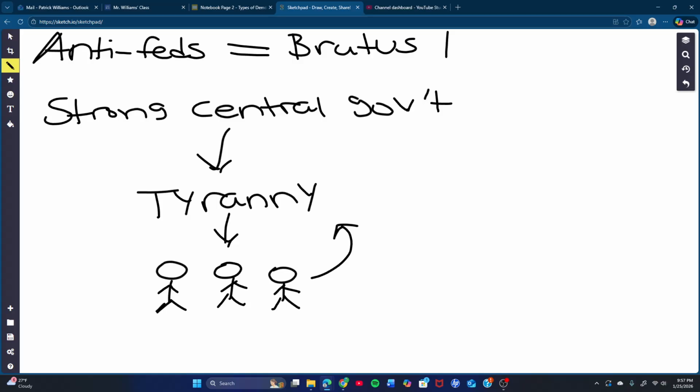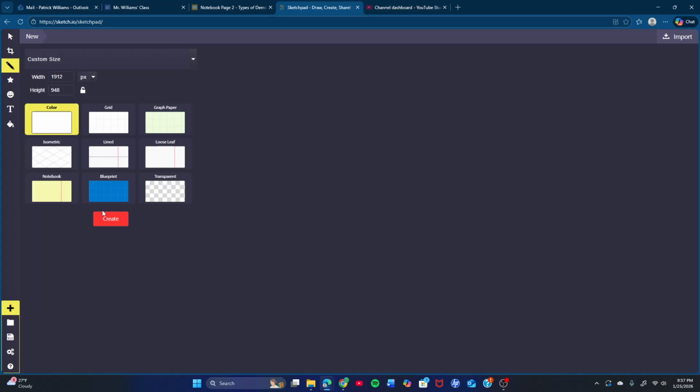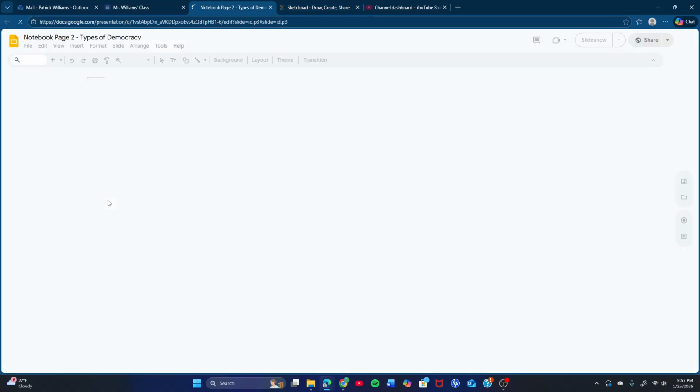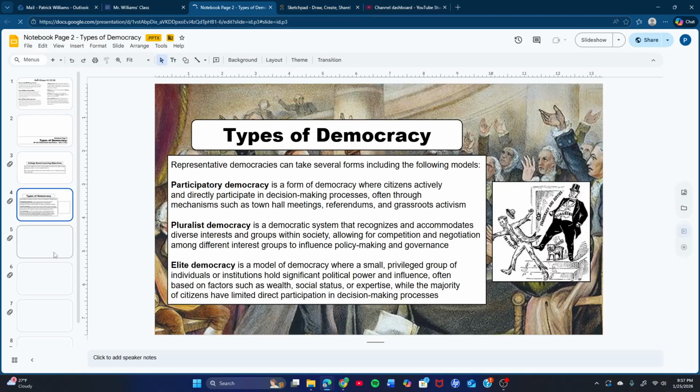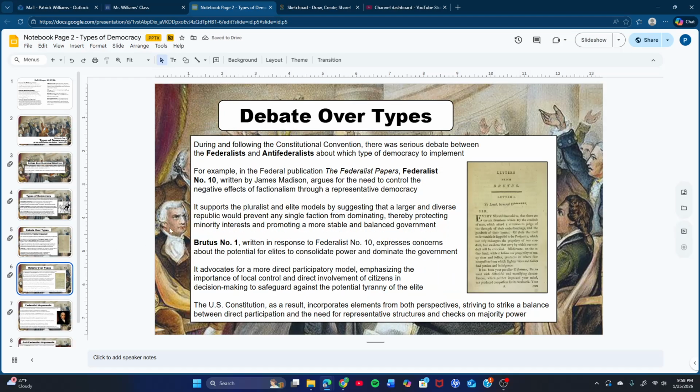Okay, let me go to the slide really fast. On this slide, you can see an original copy of the Federalist Papers, right? And the beginning of Brutus 1. So these are actually founding documents, the kind of primary sources you'll analyze on the AP exam.